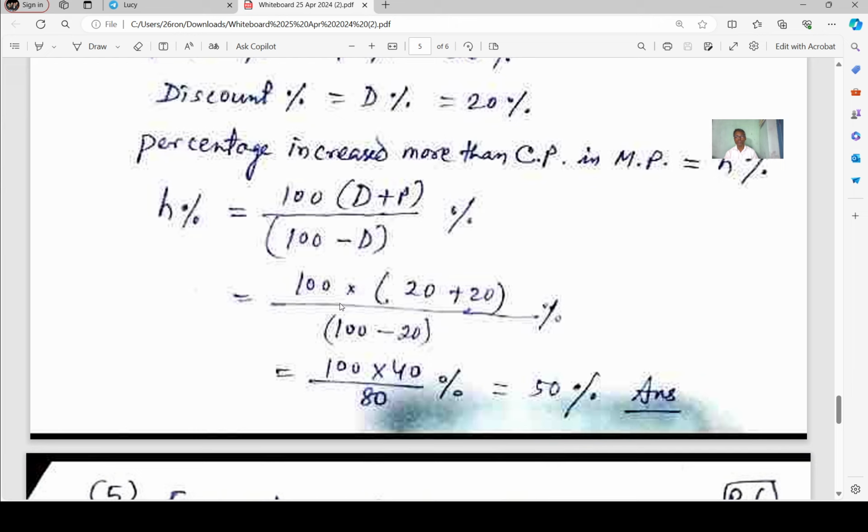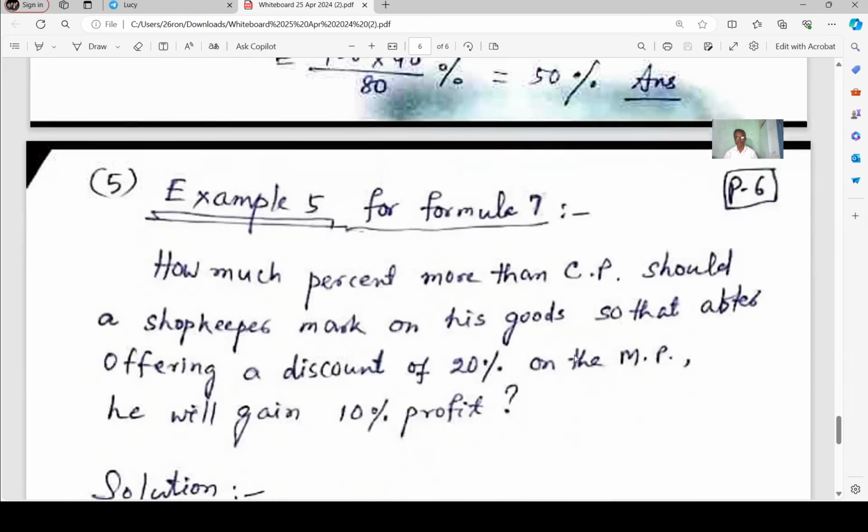Now we simply put the values and get 100 multiplied by 20 plus 20 divided by 100 minus 20%. This is equal to 100 into 40 divided by 20%. This is equal to 50%.